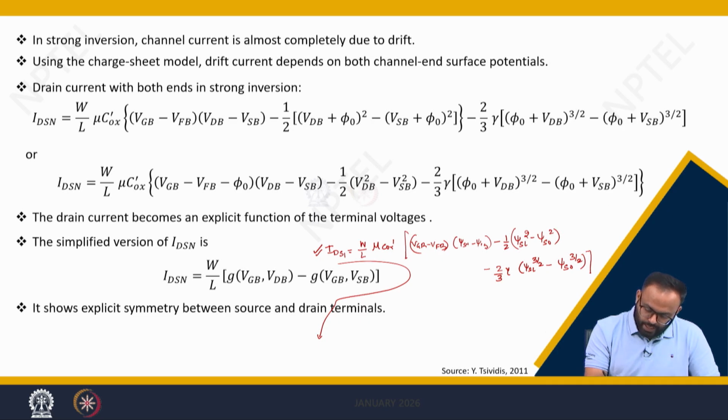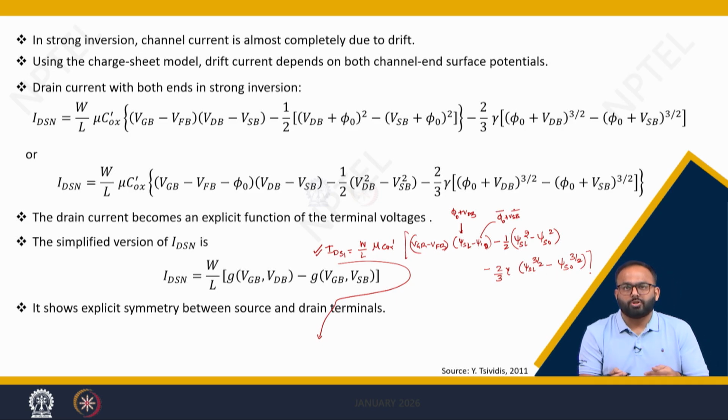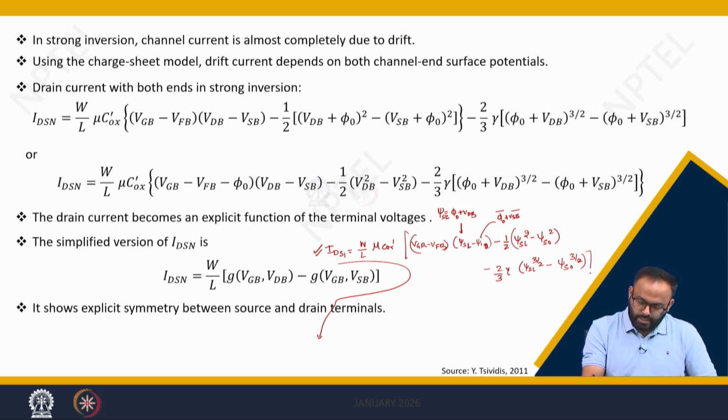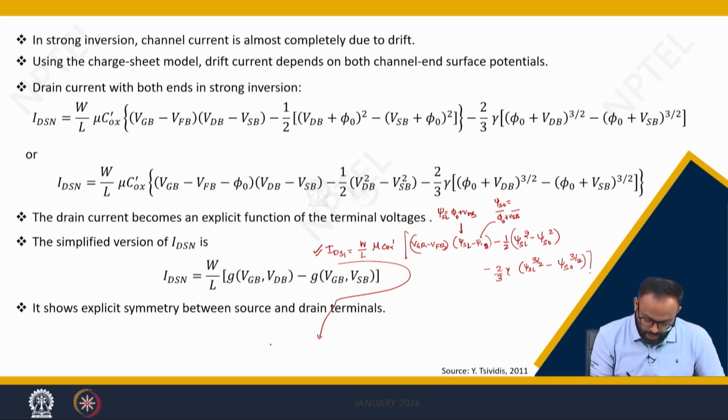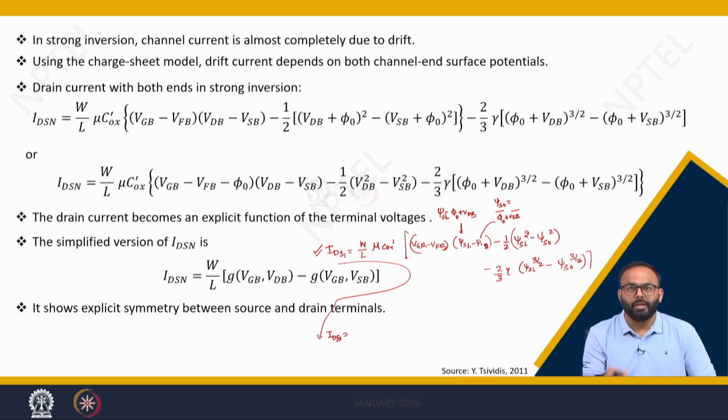Yes, I can simply replace psi SL and psi S0 by phi naught plus VDB and phi naught plus VSB respectively, because we know that when we operate the device in strong inversion, the surface potential is given by phi naught plus VDB at the drain side and phi naught plus VSB at the source side. So just replace this and simplify the equation for IDS1, or in general we can say IDS, because the whole current is dominated by the drift component. So we can simply ignore the diffusion component because we are talking about strong inversion.